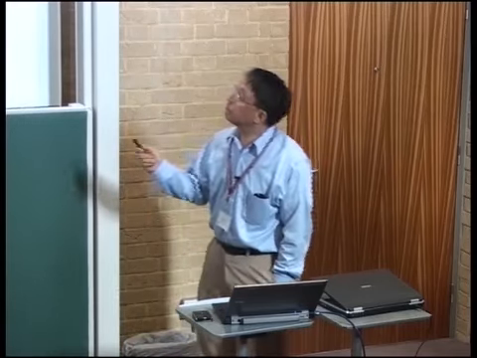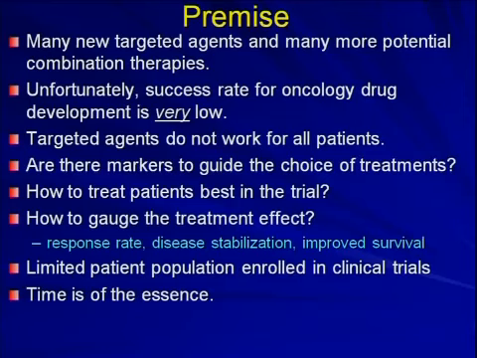Okay, so to set the stage, the premise that we have right now in drug development is that there are many new targeted agents and many more potential combination therapies to be developed. Unfortunately, the success rate for oncology development is very low, as you have seen earlier. Targeted agents do not work for all patients, we know that, and actually they may not work at all.